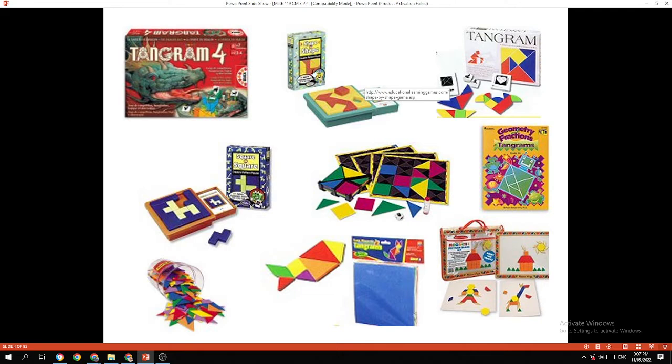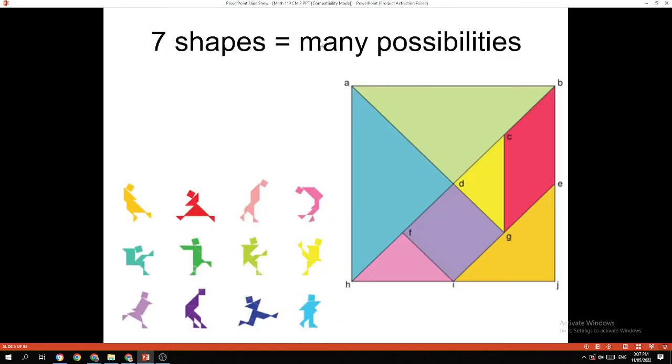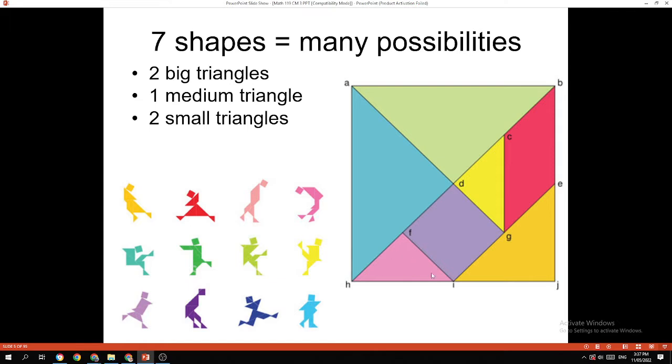And this one, this small one, was the one I used during my elementary years. So it has 7 shapes. The 7 shapes consist of the 2 big triangles. This one and this one. Next, we have the 1 medium triangle. It's over here. Then we have the 2 small triangles over here.